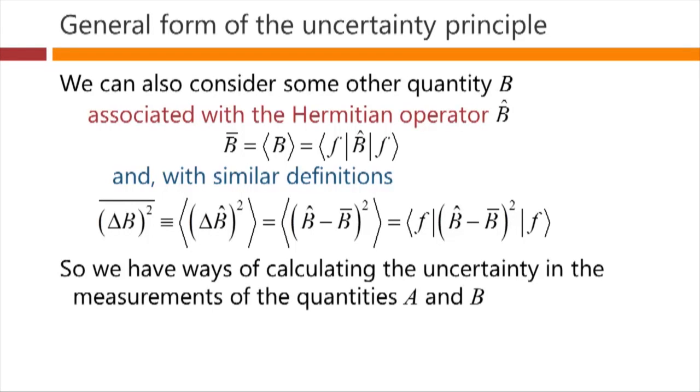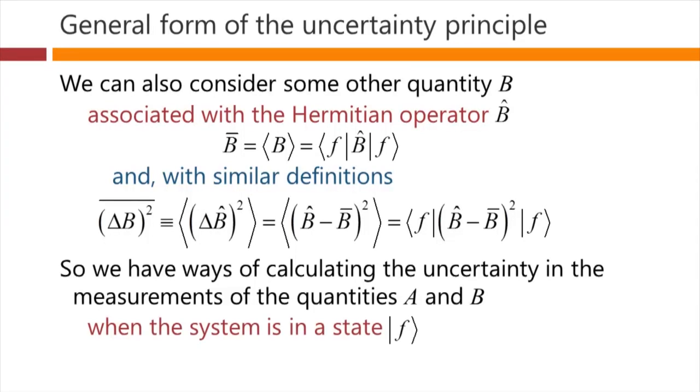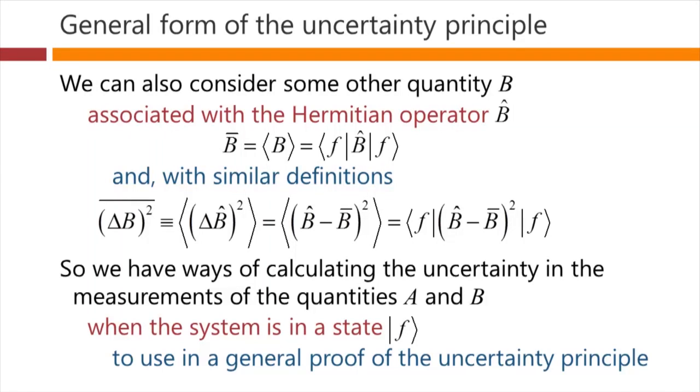So we have ways now of calculating the uncertainty in the measurements of the quantities A and B when we do repeated experiments, when our starting system is in the state f. And we can use these results in a general proof of the uncertainty principle.